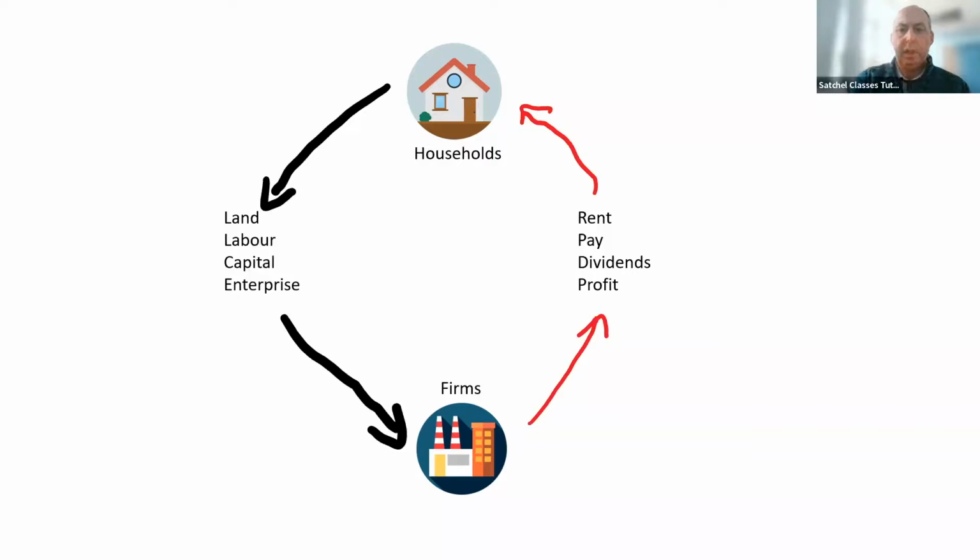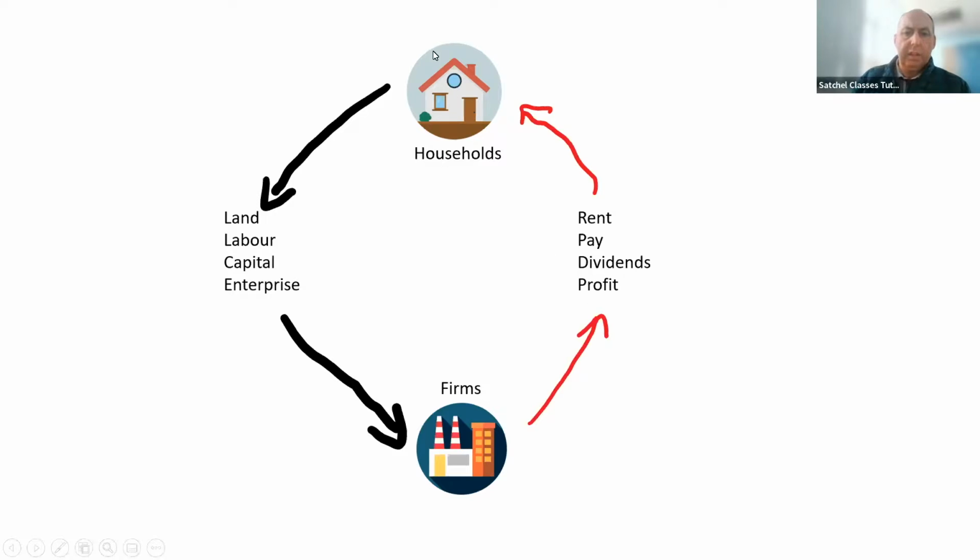In return, households get paid rent for the land or for any property that the firms use. They get paid pay or salary for the work they put into the business or the firm. Dividends, if they invest into the firm, so invest their capital into the firm, a dividend is a return on that investment. And profit, if you're the entrepreneur that is running the business.